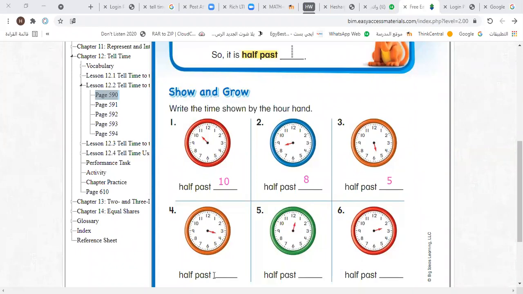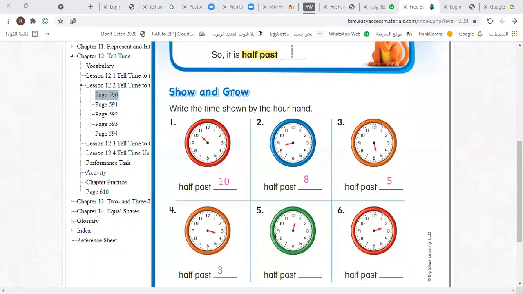Majd, in number 4, what's the time? Half past 3. Right. Very good. Thank you, Majd. Yes, it's half past 3, not half past 4. Take the previous number. It's half past 3, not half past 4.